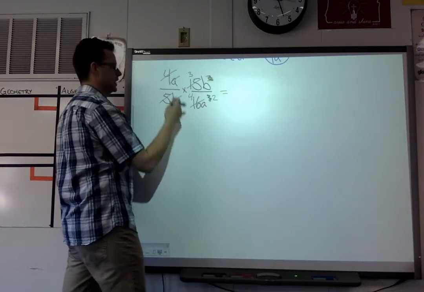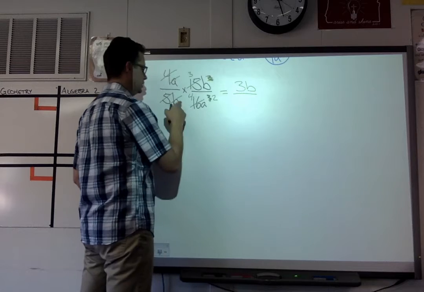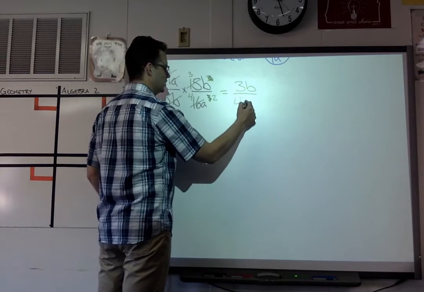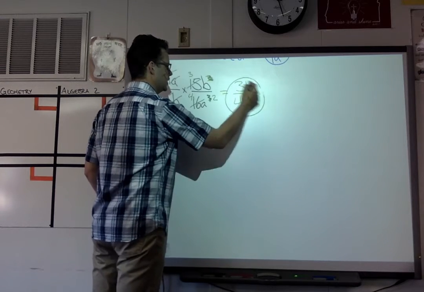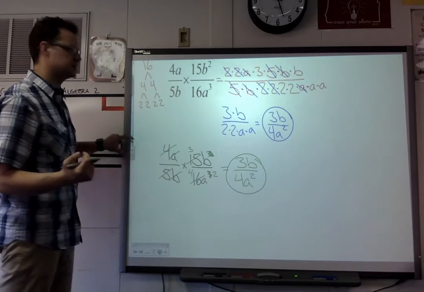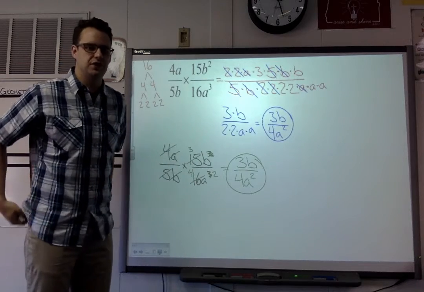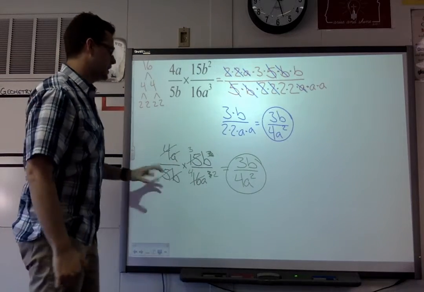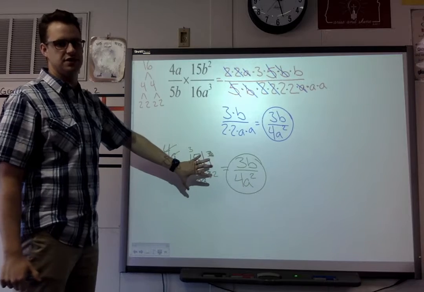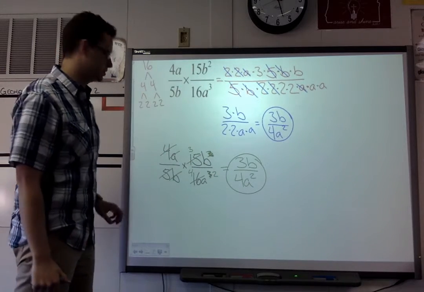So now we multiply straight across. In the numerator, we're left with 3b. In the denominator, we're left with 4a squared. So same answer, two different ways of solving. I want you guys to do whichever way makes more sense for you. I don't want you to worry about having to take the shortcut method just to save time. If this way is easier for you, please do it this way.